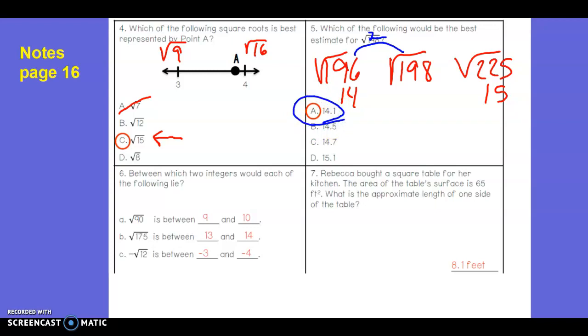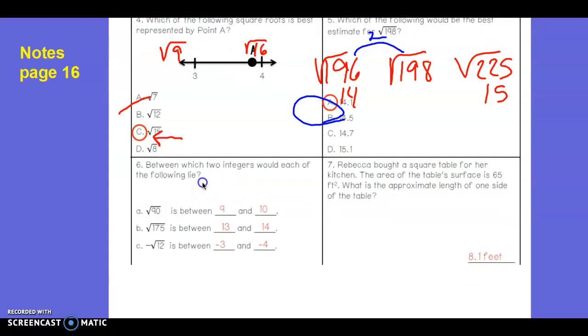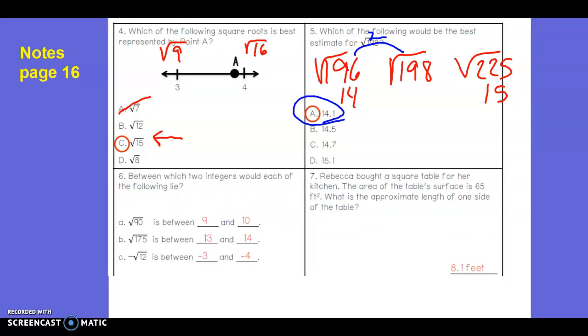Problem number 6, your answer should have been the square root of 90 is in between 9 and 10, because the square root of 90 is in between the square root of 81 and the square root of 100. So it's in between 9 and 10. The square root of 175 is in between 13 and 14, because 175 is in between the square root of 169 and the square root of 196. Those are the two perfect squares that 175 would land in between. And the square root of 169 is 13, the square root of 196 is 14.